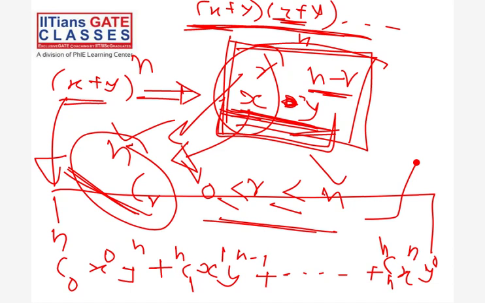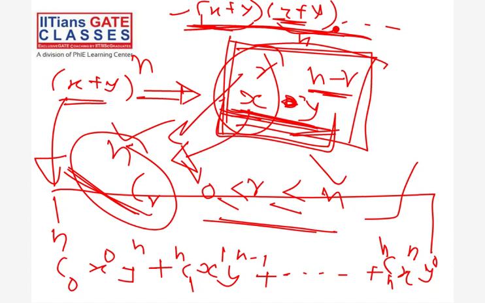The proof is simple. You can write (x plus y) power n in the form of (x plus y) multiplied by (x plus y) multiplied by and so on. So n such pairs will be there. Now, how do we multiply them? We select either x or y from the first pair, either x or y from the second pair, and so on. From each pair we can select either x or y.